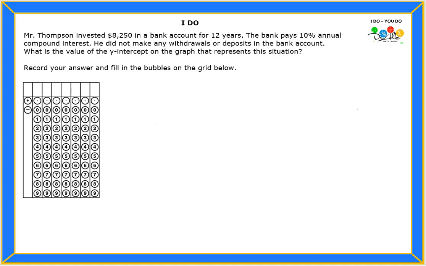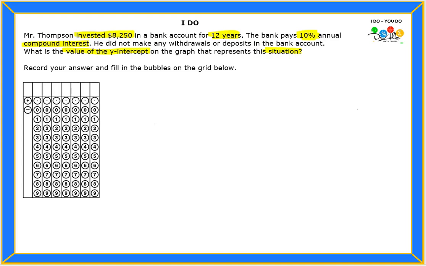Okay, so what is it that we're going to be looking for? Well, it says that we need to find the value for the y-intercept for this situation, right? And of course, we have some information given to us. We know that Mr. Thompson invested this much money for 12 years, and the bank is going to pay 10% compound interest, right? And also that he is not doing any withdrawals or deposits in the meantime, okay?